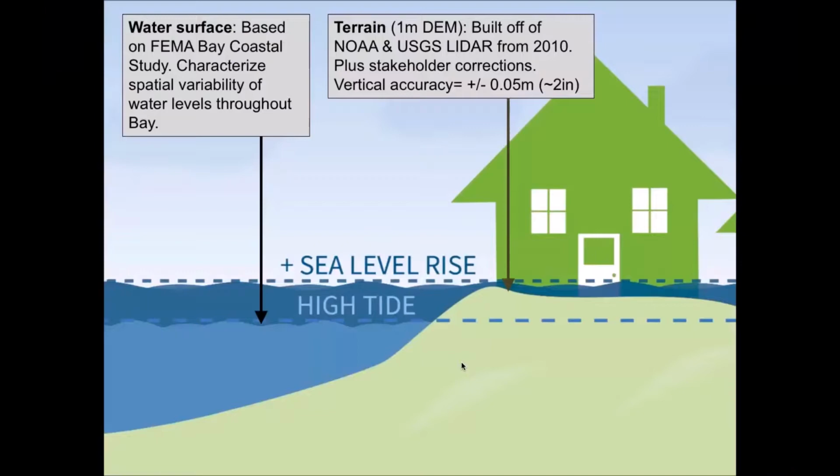And the terrain, so the second component of our data is the terrain data, and this digital elevation model data came from NOAA and USGS LIDAR from 2010. And additionally, here we incorporated some important stakeholder review for accuracy and corrections to the map.